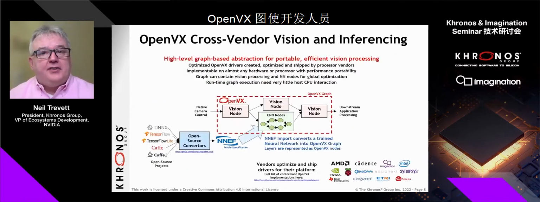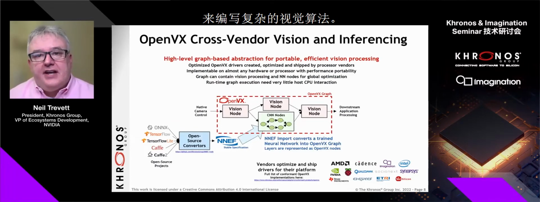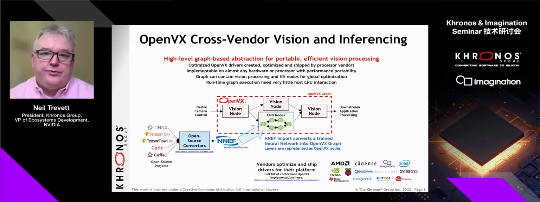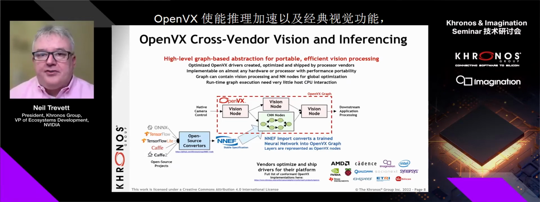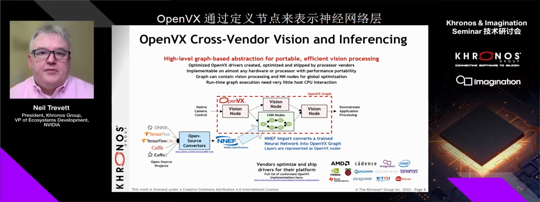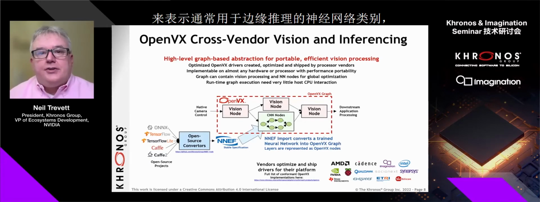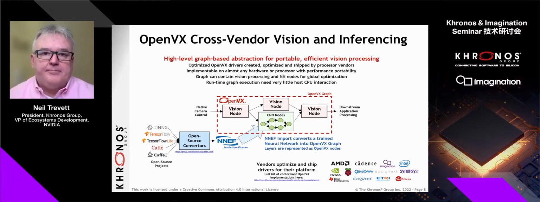OpenVX graphs enable a developer to program complex vision algorithms by simply connecting a set of predefined functions or nodes. OpenVX enables inferencing acceleration alongside classic vision functionality and is increasingly being used as a portable inferencing engine. OpenVX accelerates inferencing by defining nodes to represent neural network layers and a set of tensor and tensor operations to represent classes of neural networks, typically used in edge inferencing.